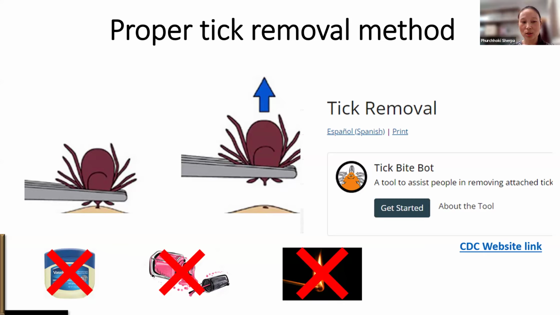So the proper way is to use fine tip tweezers, or there are tick removal kits commercially available in the markets that you can use as well. Get as close to the skin as possible and move the tick straight up with a steady hold. And if you need help while doing that, CDC also has a tick bot where you can answer a couple of questions, and it will tell you what the tick might be, how to remove it, and what to do next.